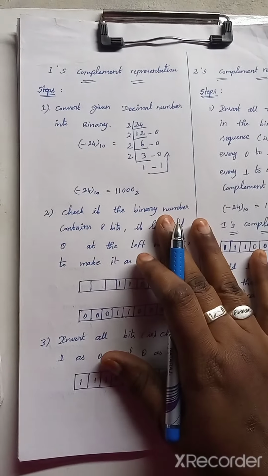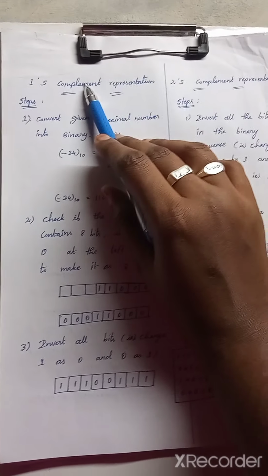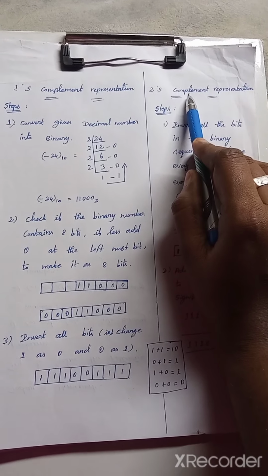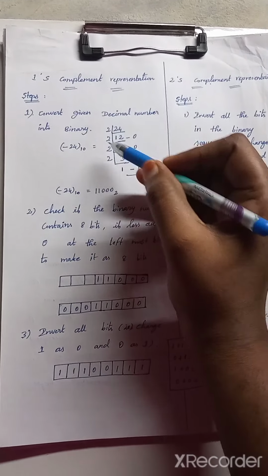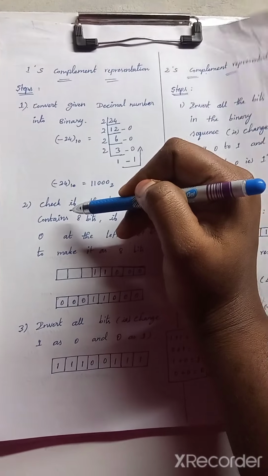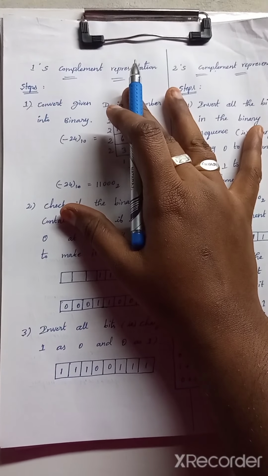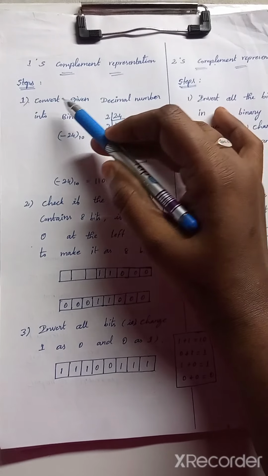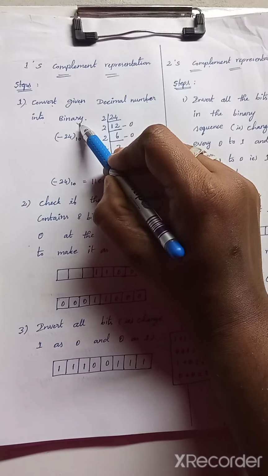Today we are going to discuss 1's complement representation and 2's complement representation. Here we have 3 steps. The first step is to convert the given decimal number into binary.